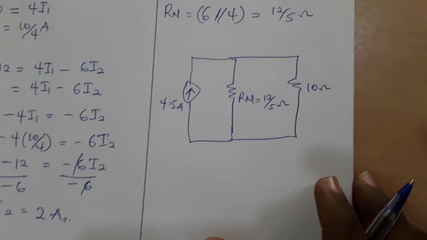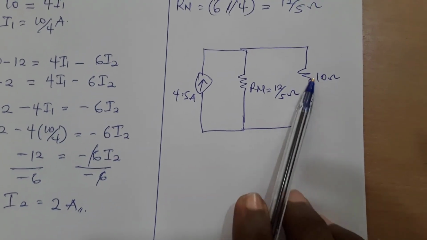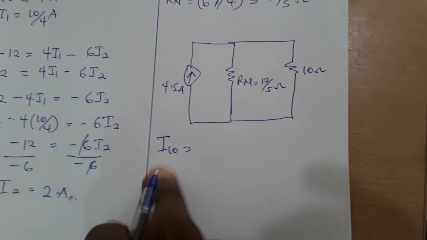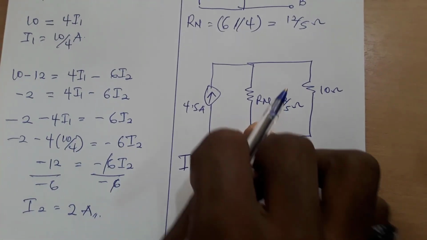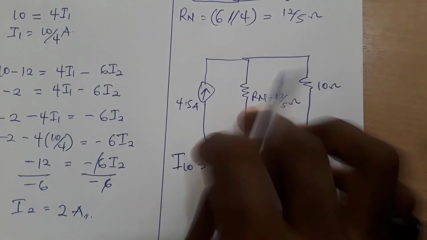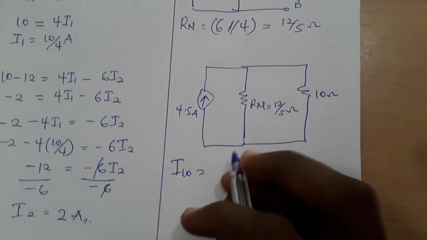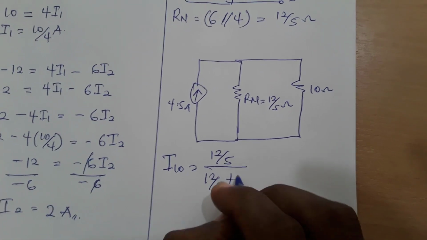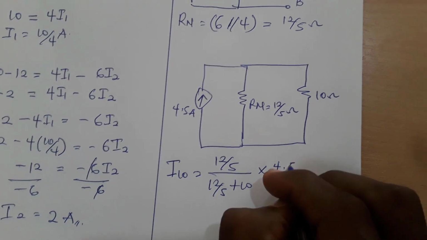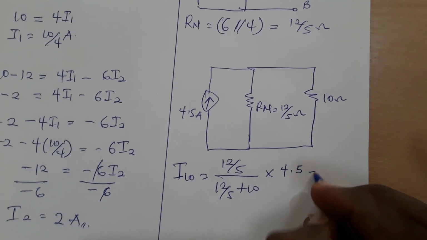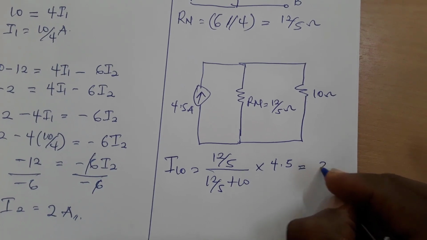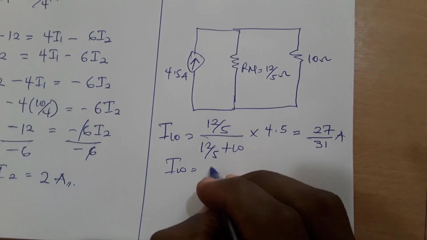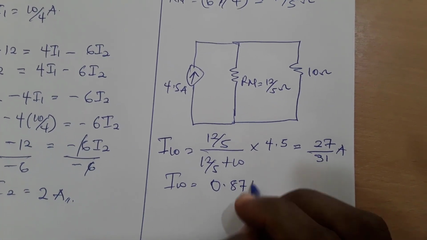So from current division, if you want to find the current flowing through this 10 ohm, so let's say I10 representing the current through the 10 ohm, it will be the opposite resistor out of the summation of these two times the total current. So it will be 12 on 5 all over 12 on 5 plus 10 times your total current, that is the IN, which is 27 out of 31 amperes. So I10 in decimal will be 0.871 amperes.